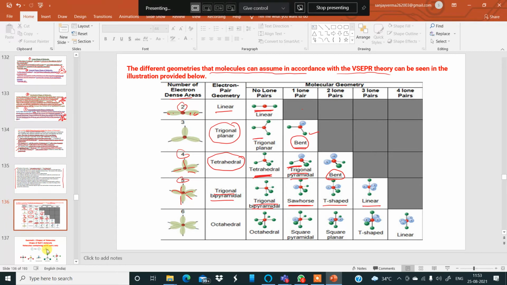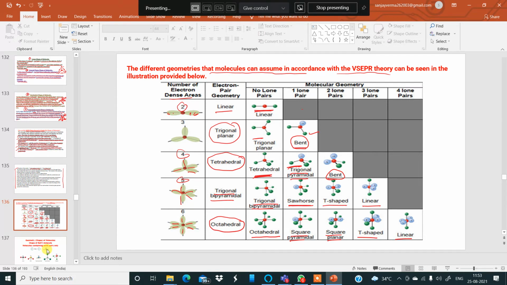Then if the number of electron dense areas becomes 6, 1, 2, 3, 4, 5, and 6, the electron pair geometry is octahedral. If there are no lone pairs, it is octahedral, otherwise square pyramidal for one lone pair. If there are two lone pairs, square planar. If there are three lone pairs, T-shaped. If there are four lone pairs, then it becomes linear in shape.